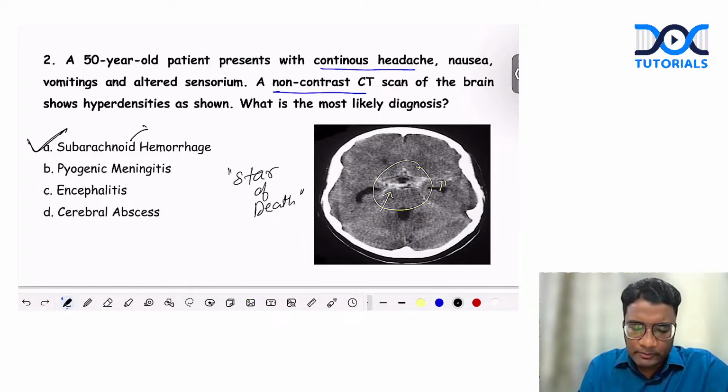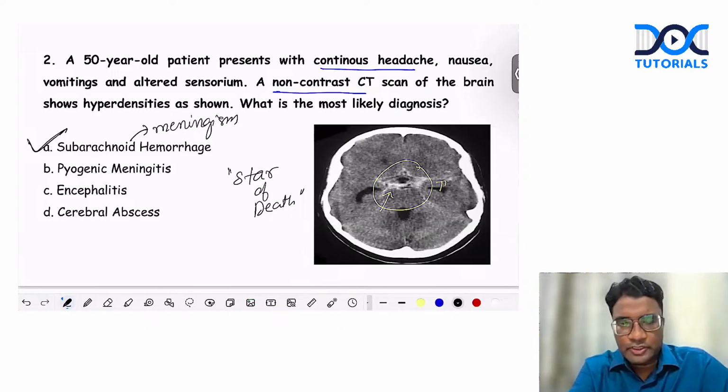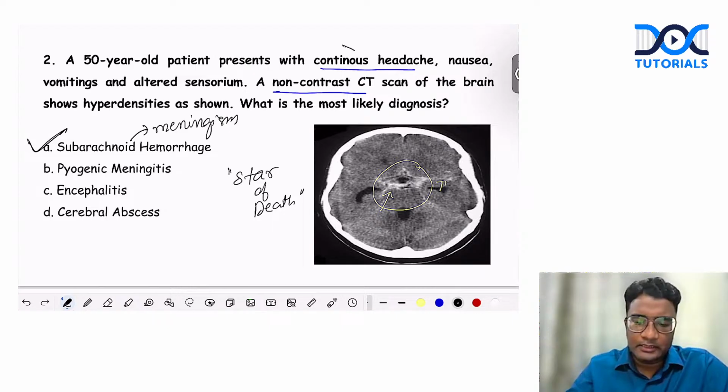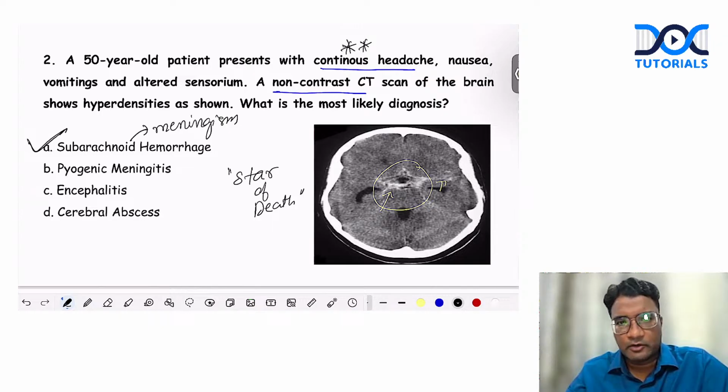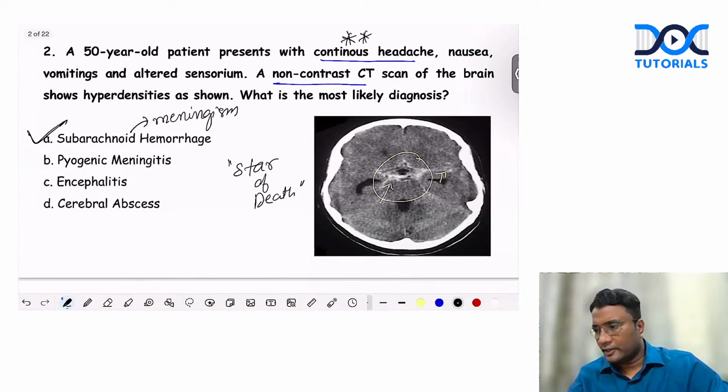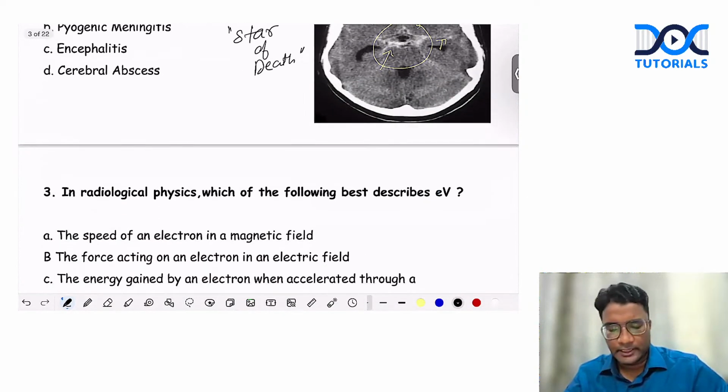Please remember, subarachnoid hemorrhage has the features of meningism. Because of the irritation of the meninges, there is blood in the meninges, you will have nuchal rigidity, neck stiffness, right? And this headache, the worst headache of his life, thunderclap headache, all of these features will be there in subarachnoid hemorrhage. So this is subarachnoid hemorrhage. This is the classic star of death appearance, subarachnoid hemorrhage. I'm glad most of you have answered it correctly.